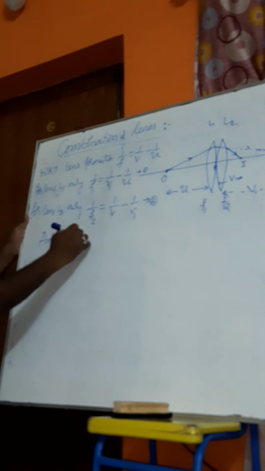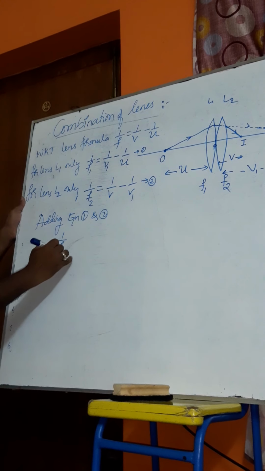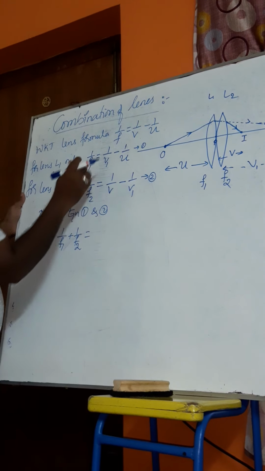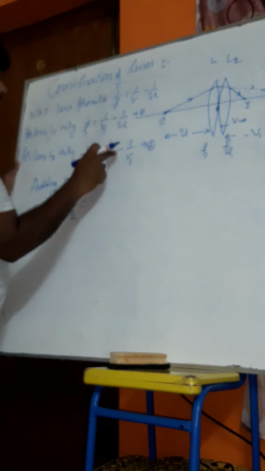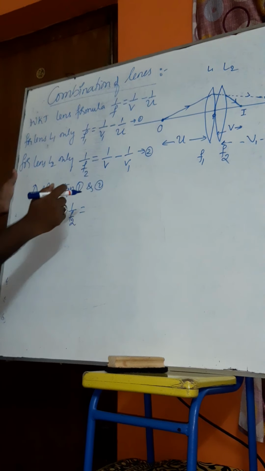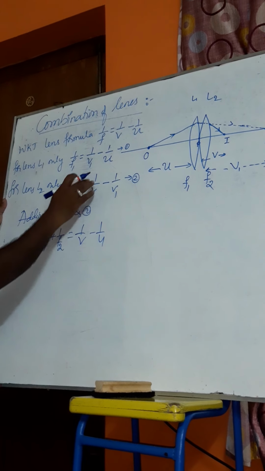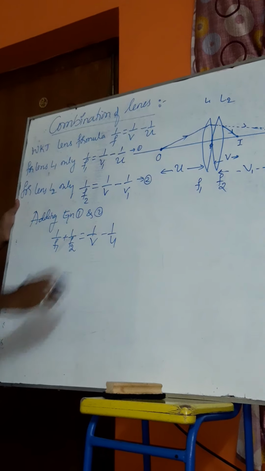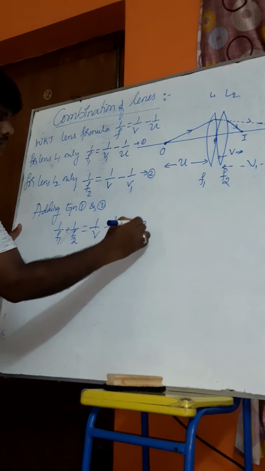Now adding equation 1 and 2. LHS becomes 1 by f1 plus 1 by f2, which is equal to, in RHS, 1 by v1 plus 1 by v minus 1 by u, and minus of plus is minus only 1 by v1. So 1 by v1 gets cancelled. The remaining term is 1 by v minus 1 by u, since we are adding these two equations, equation 1 and 2. So it is equation number 3.